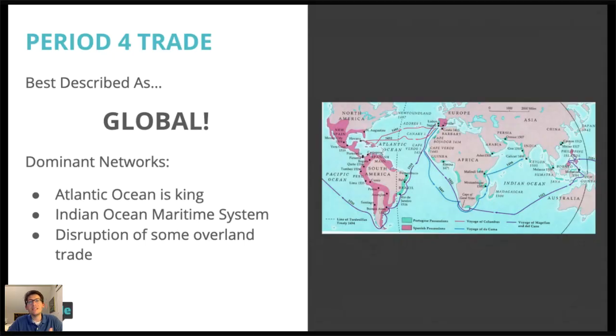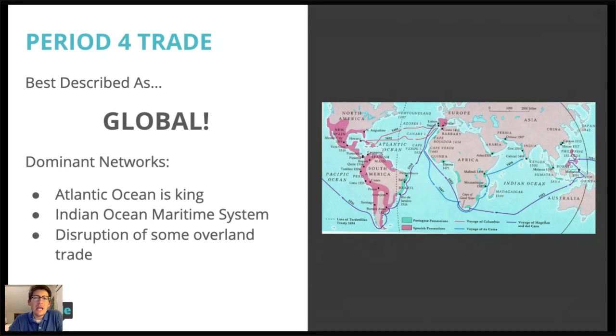Time period 4 begins in 1450, and it continues until the year 1750. So that's the 300 years we're going to focus on here. Notice that time period 4 is much shorter than time period 3, so changes are going to happen much more quickly than they had in the previous time period. We usually go into a little bit more depth in time period 4, kind of as we go.